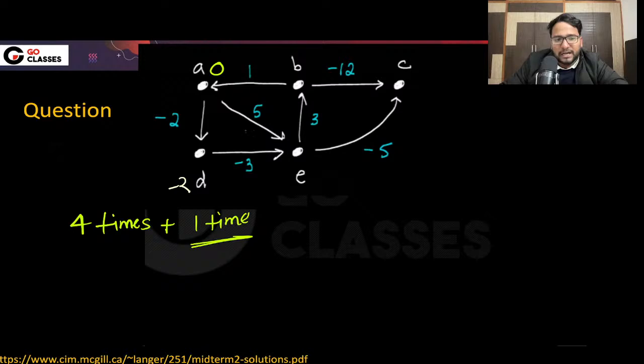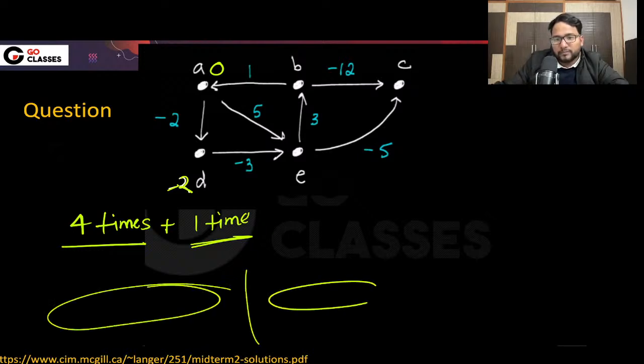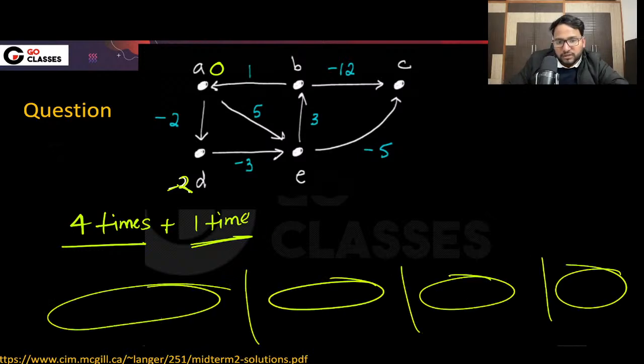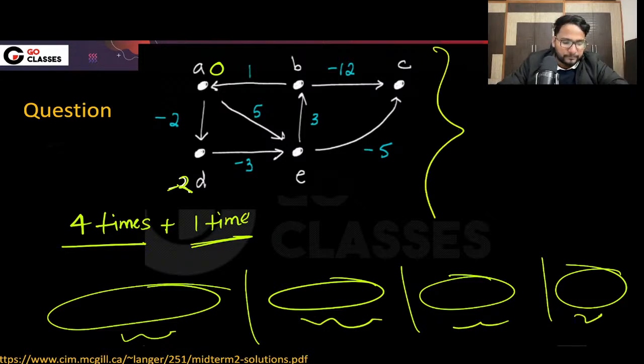And then you can relax in any order, but you have to relax this 4 times. So once you relax this 4 times, 1 time, 2 times, 3 times, and 4 times, right? So this is the first iteration, second iteration, third iteration, fourth iteration. Then you will be getting the shortest path.